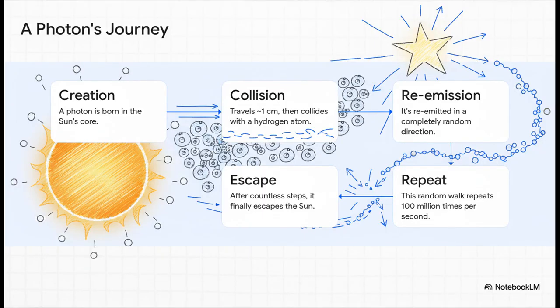Let's take this to a cosmic scale. Think about a single photon of light born deep in the core of our sun. Its journey to the surface is the ultimate random walk. It travels for just a centimeter before, bam, it slams into an atom. It gets absorbed, then spit back out in a completely new, random direction. And this happens 100 million times every single second.